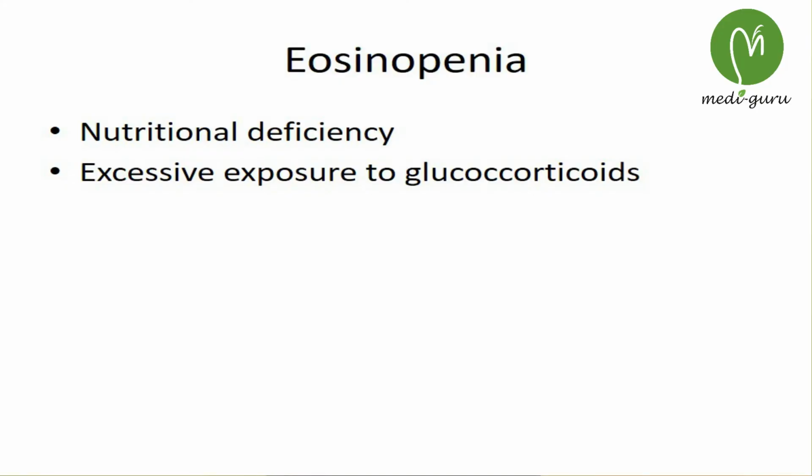Next, coming to eosinopenia. Eosinopenia means the eosinophil level will be decreased. Okay, it is more common in nutritional deficiency, especially vitamin deficiencies, and also in excessive exposure to glucocorticoid drugs. Drugs like glucocorticoids can suppress the eosinophils. Okay. Next, coming to the basophils.